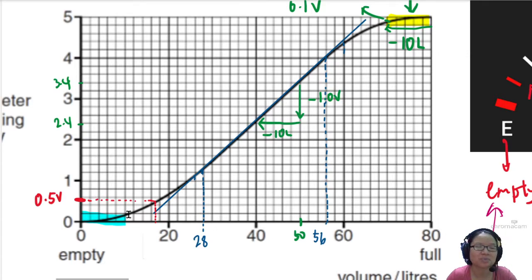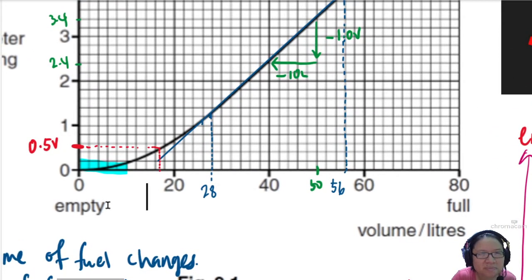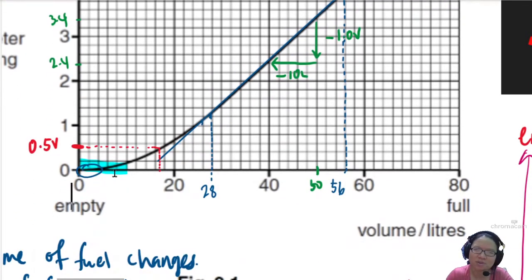Okay, so this is one example. And the other example, you will notice that the final 10 liter is like a pitiful 0.1 volt, but you still have 10 liter left. So it's pretty good. So you could say that number one. And also you see here, this part of the reading looks like zero now, but actually you still got petrol. You still got 4 liter, can drive to the nearest petrol station and quickly pump. This is good. This one, not so much, but this is very useful.